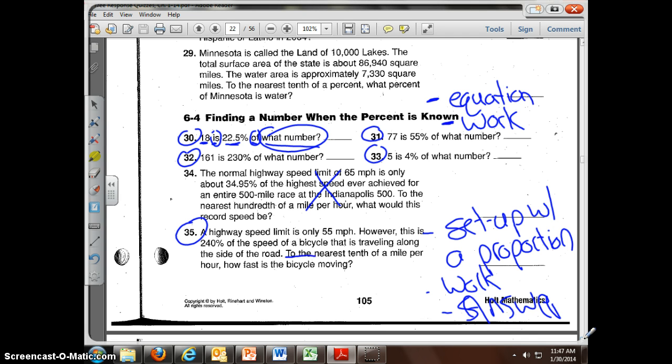Pay attention to the directions. The nearest tenth of a mile. How fast is the bicycle moving? So again, set up with the proportion. You're going to have a ratio equal to another ratio. Your challenge for both 29 and for 35 is to figure out what those ratios are that are set equal to one another for your proportion. Solve for the missing piece of information.